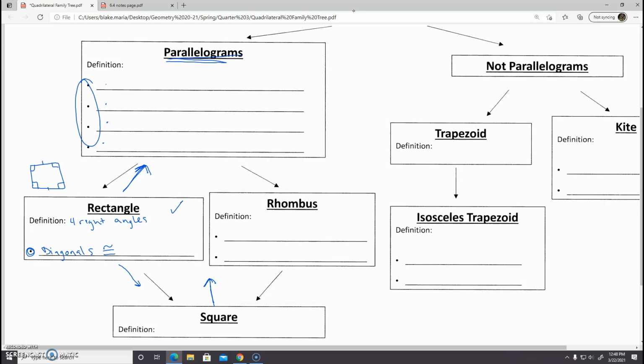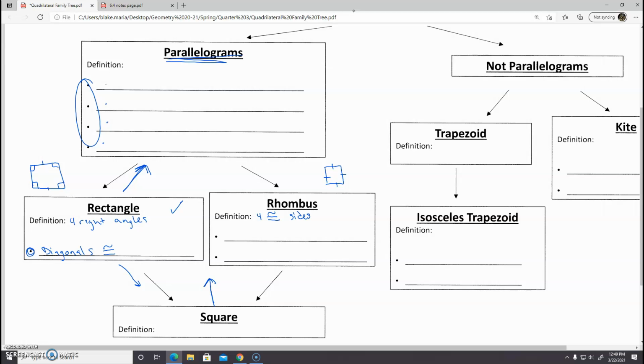Moving on to rhombus. What makes something a rhombus? Well, we're going to have 4 congruent, there's your symbol for congruent, 4 congruent sides. So a rhombus has 4 congruent sides. Don't know anything about the angles, just know 4 congruent sides. A lot of people make the mistake of calling this a diamond. I hear that one all the time.